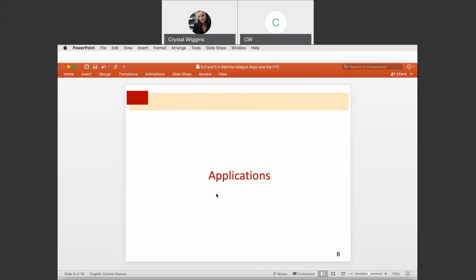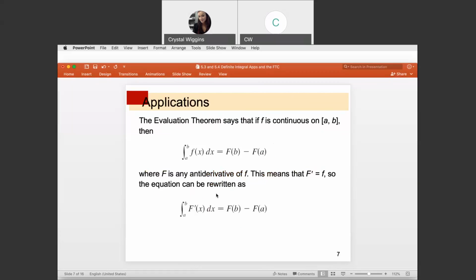Let's talk about some applications, which would bring us to the definite integral. The evaluation theorem says that if f is continuous on an interval a to b, then when taking the integral of the function f of x from a to b, first we'll find the antiderivative, and then we will plug in b to the antiderivative, and separately subtract from that, plugging in a into the antiderivative. And this is called the definite integral.